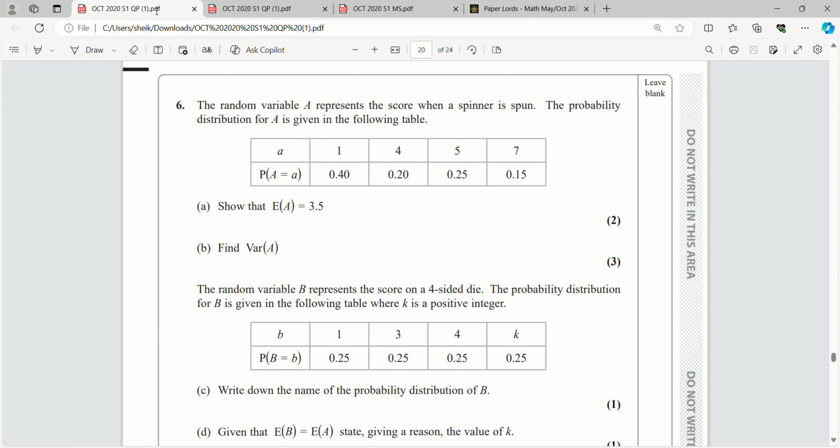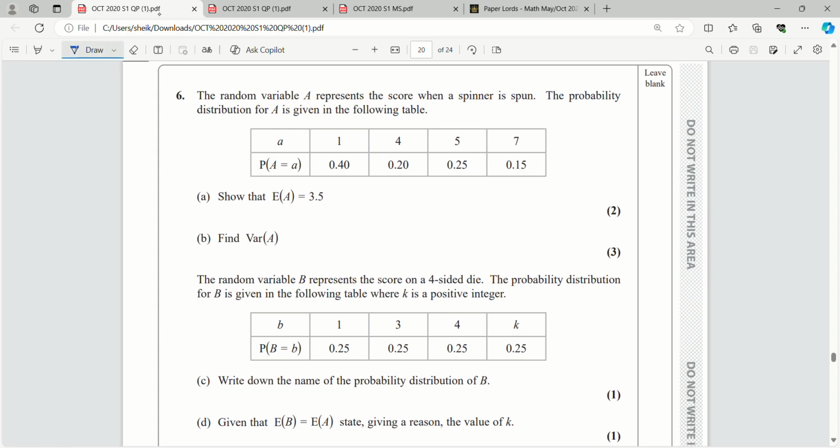So what I simply do over here is multiply each and every x value with the probability value. So E(A) is going to be 1 into 0.4 plus 4 into 0.2 plus 5 into 0.25 plus 7 into 0.15, and that is going to give me 3.5. Alright, so that's E(A).